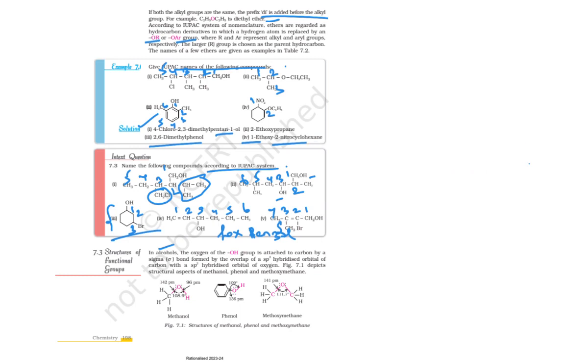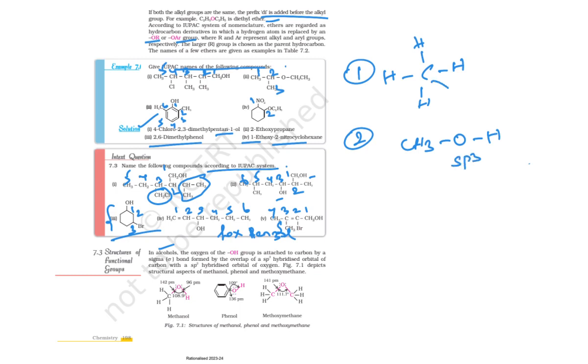Look here, see, this is your one compound. The second one, CH3OH. So this oxygen is sp3 hybridized, this C is sp3 hybridized. Then third one is CH3OCH3. So if I compare the bond angle of all three, this bond angle is going to be 109 degree 28 minute.